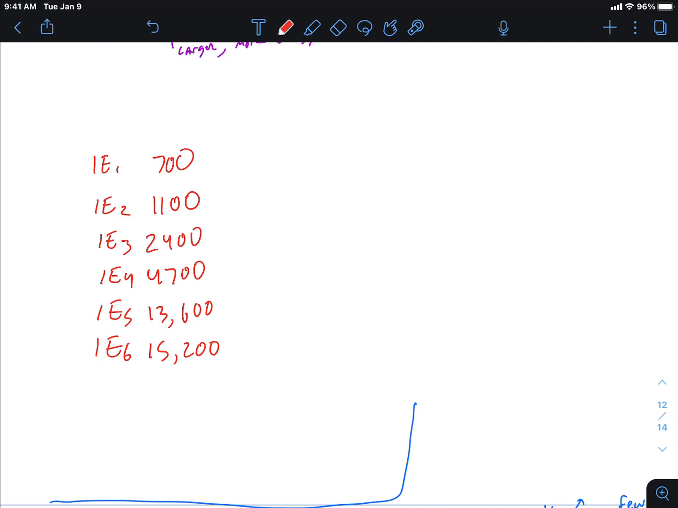Nate? 4. Yes. The biggest jump happened here. You were able to pull 4 off, but the 5th one was much, much more. Maybe I didn't make those numbers as dramatic, but the point is you're looking for whatever the biggest change is. And that's a sign of how many valence electrons were removed.